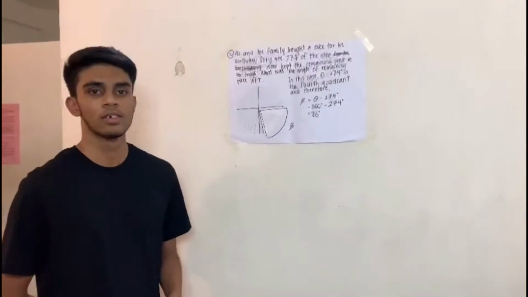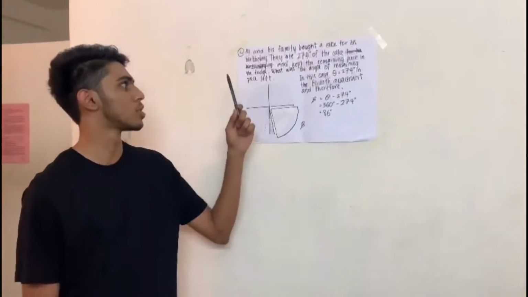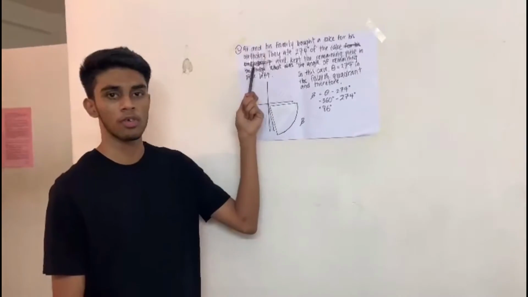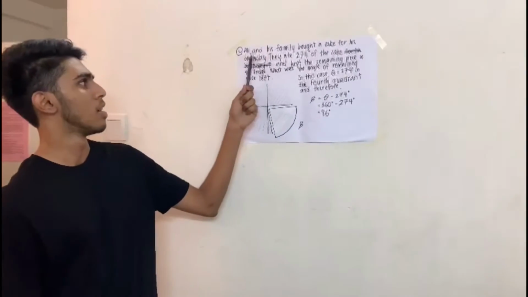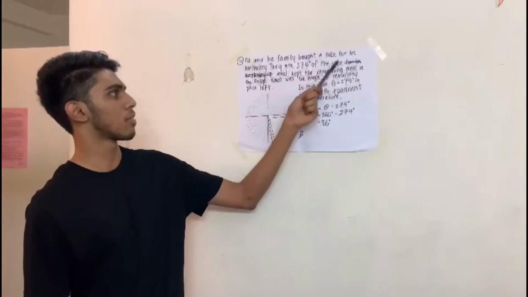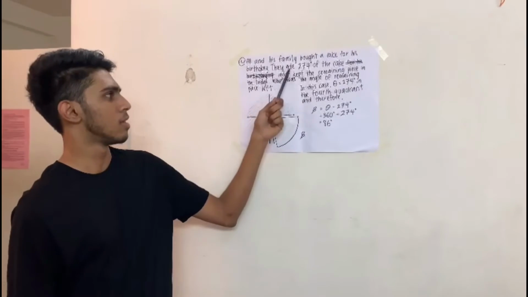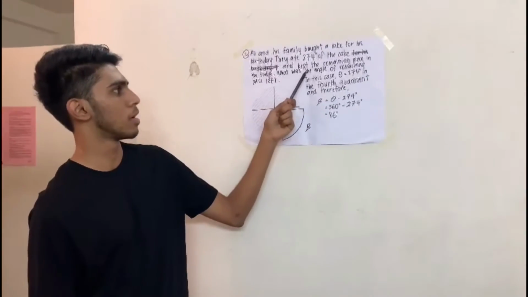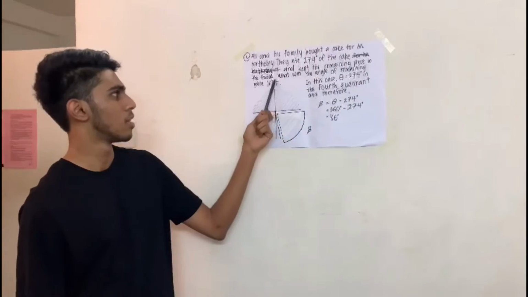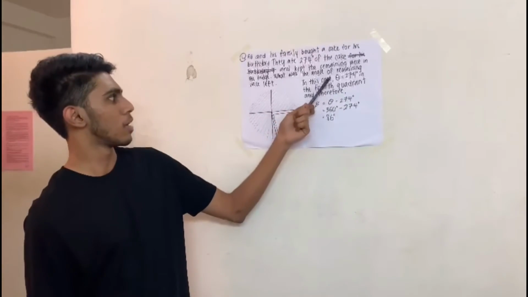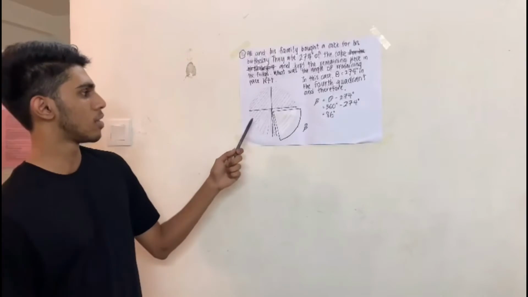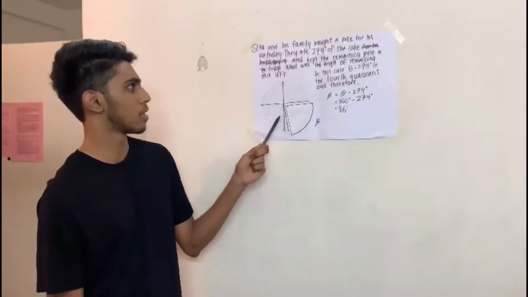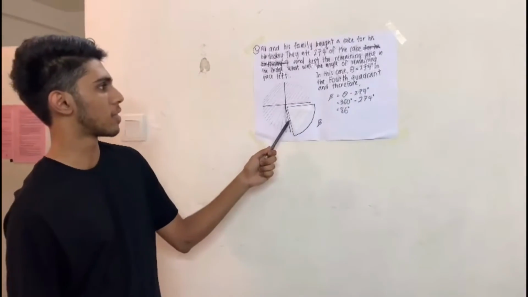Okay. So guys, let me show the first question on reference angles. Ali and his family bought a cake for his birthday. They ate 274 degrees of the cake and kept the remaining pieces in the fridge. What was the angle of the remaining pieces left? So this is the example of the cake, and this is the piece left.